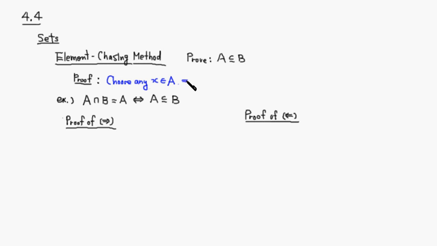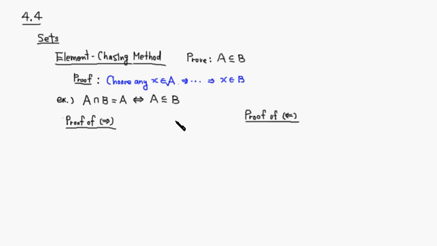Then you make an argument that x actually belongs to B as well. Since x is any element, every element in A belongs to B, which means that A is a subset of B. That's how we establish the containment. So A is contained in B.